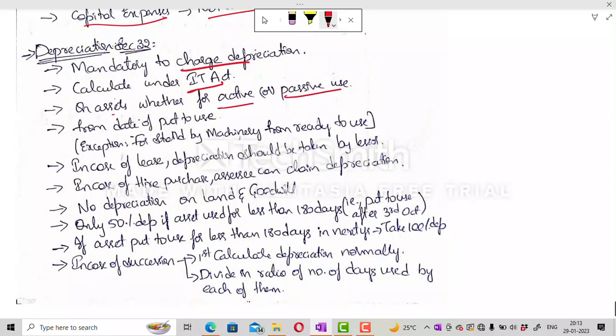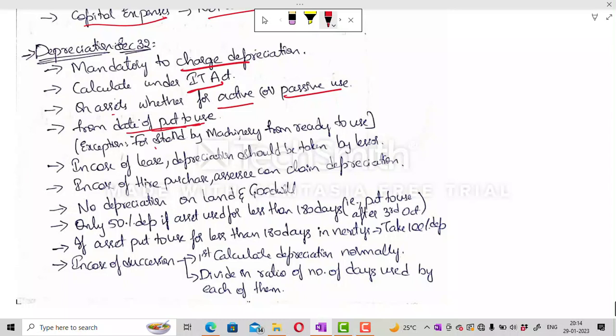for active use and passive use. Passive use means we maintain some asset just to replace it whenever there is an emergency. We will not use it on a regular basis. In that case also, even if we are not using that passive asset, we can take depreciation on it. We have to take depreciation on it because it is ready to use. From the date of put to use is mandatory.